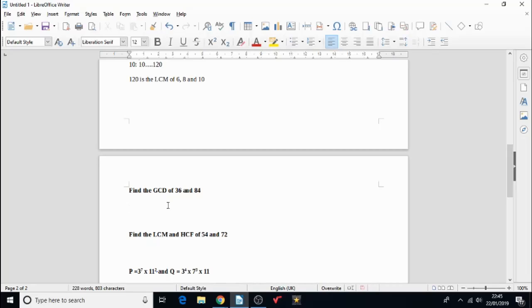So the same process as we've done before. 36. I'm going to write that out as products of prime factors. So 36 is 2 multiplied by 2 multiplied by 3 multiplied by 3. 84 is 2 multiplied by 2 multiplied by 3 multiplied by 7.